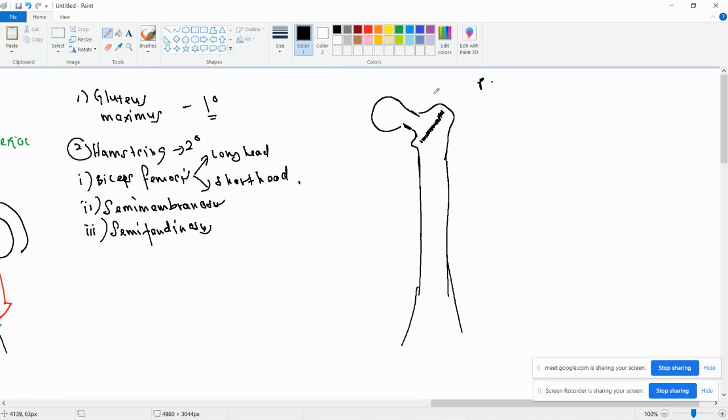Yes, in between the greater trochanter and the lesser trochanter, posteriorly. Yes, class, this structure is known as the intertrochanteric line anteriorly, and posteriorly we have the intertrochanteric crest. Very good. Line basically anterior, posterior we have crest. All right.